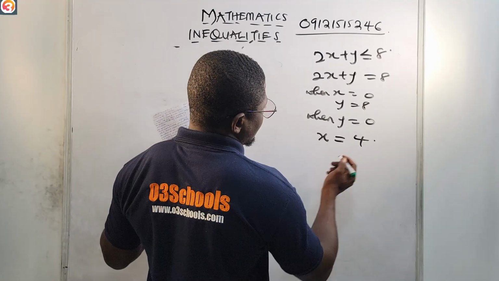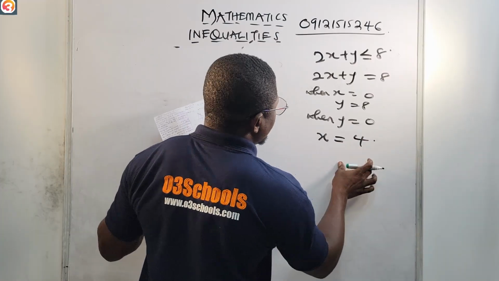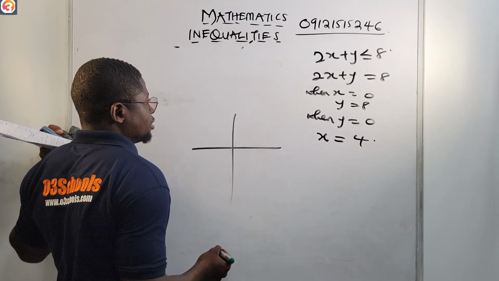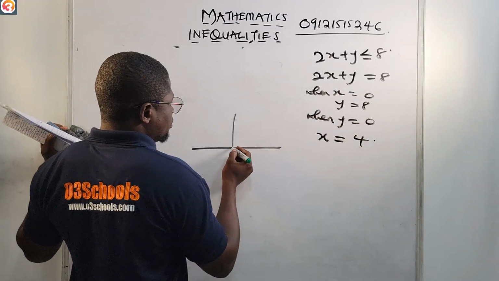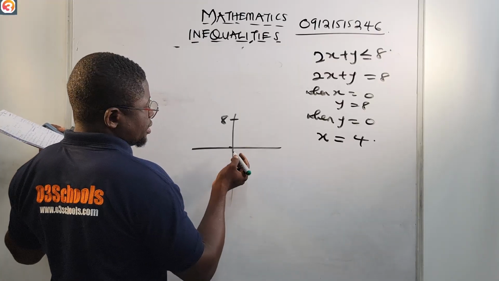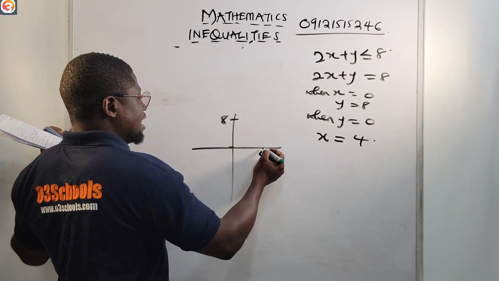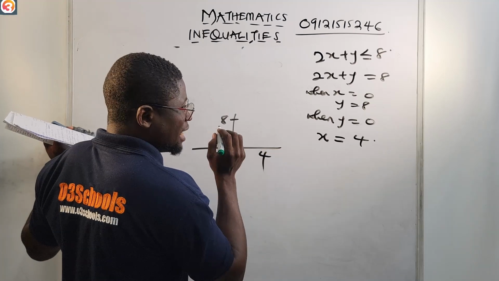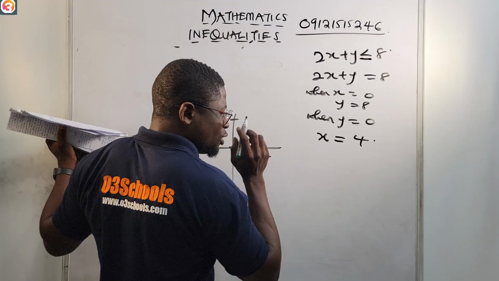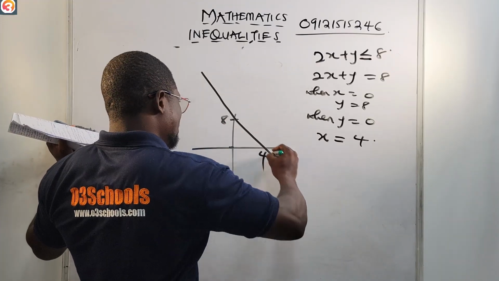So we have our values of x and y already. So what do we do? We plot. When x was 0, y was 8. When y was 0, x was 4. Now, this time, I'm going to use a thick line instead of a broken line, because this weak inequality is represented. So we use a thick line instead of a broken line.